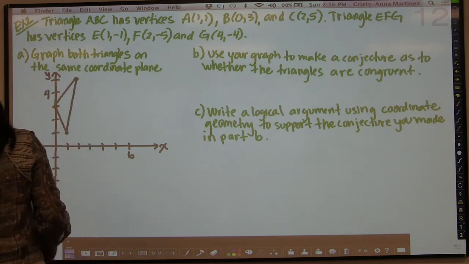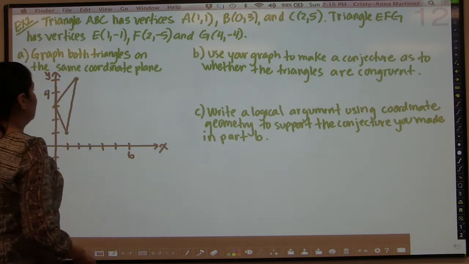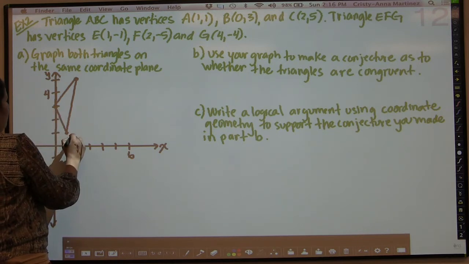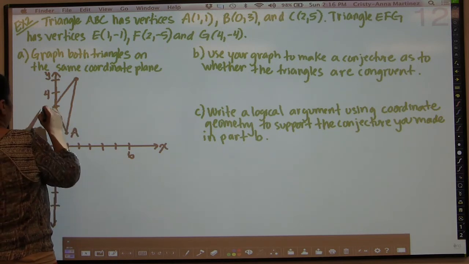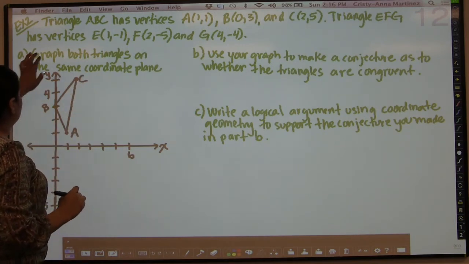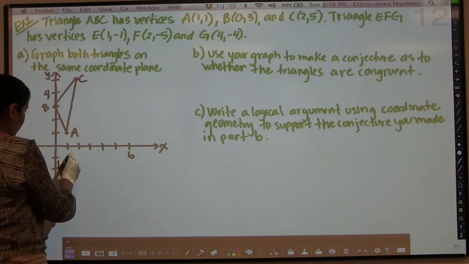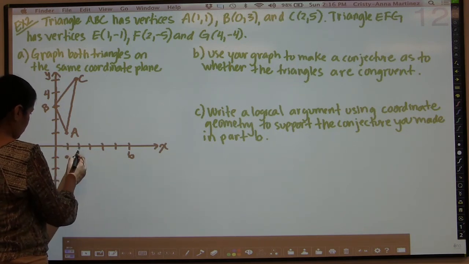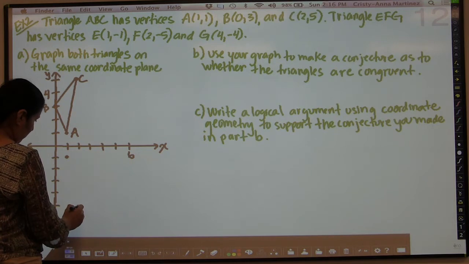Like so. So there's my first triangle, and that's ABC. So that would be 1, 1, which was right here, A. 0 through over here, B and C. Okay, then we have EFG, which has 1, -1. So here's 1, -1. And then we have 2, -5. So here's 2 and -5.